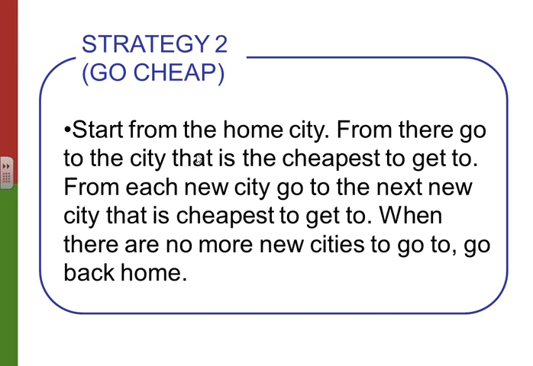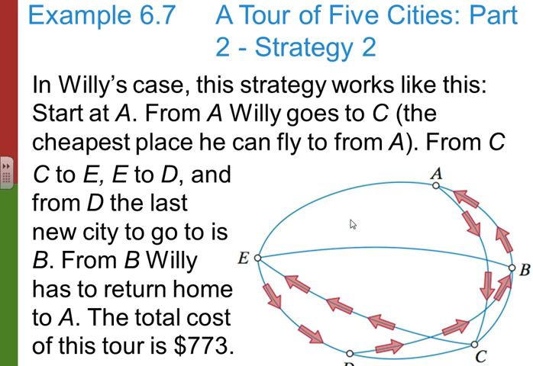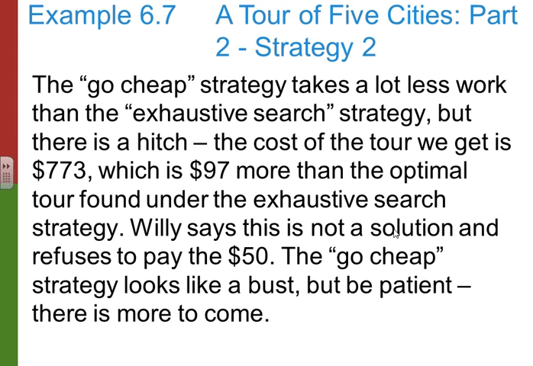Or we could go cheap. We could start from the home city, and we could go to the city that is cheapest to get to, and from there go to the next cheapest one, and there to the next cheapest one until we get back home. Instead of doing an exhaustive search, we could just do that. That cost us $773, which is $97 more than going the other way. So maybe it would be better to pay somebody to find the right solution. But with fringe benefits, that would push up the cost. It wouldn't work very well.